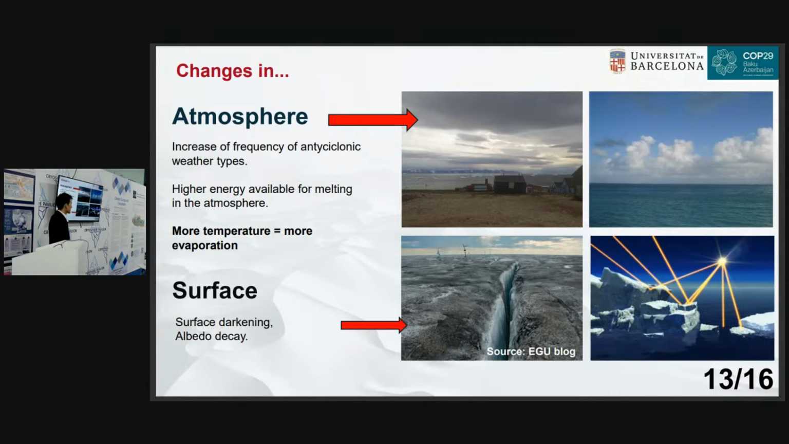There's also an important change in the surface of the Greenland ice sheet, which is the albedo. The albedo of Greenland is decreasing, and this is contributing to the increase of melting. With a lower albedo, more of the energy coming from the sun is absorbed by the surface.